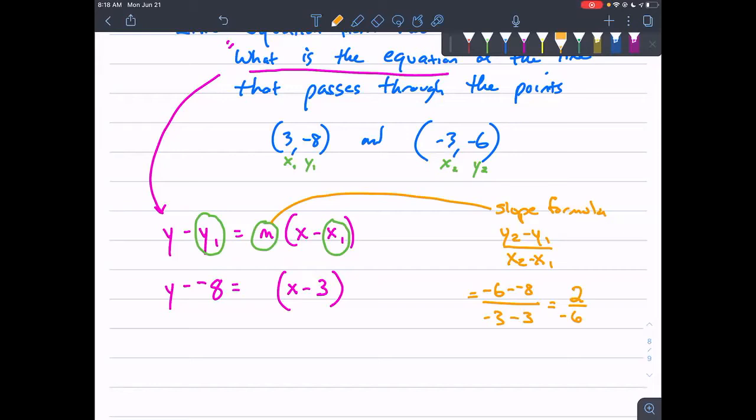Close. -6. If it was -3 plus 3, we'd say 0. Okay. And you do want to reduce this. 2 and 6 you can reduce by 2. So this will be -1 over 3. 2 reduced by 2 is 1. 6 reduced by 2 is 3. And then that's going to be our m. -1/3.